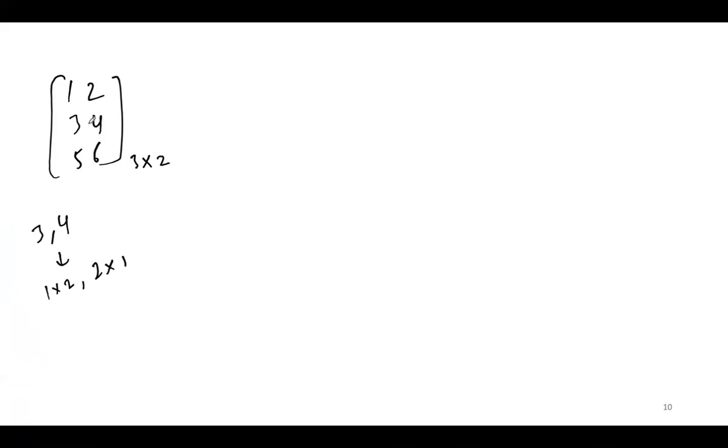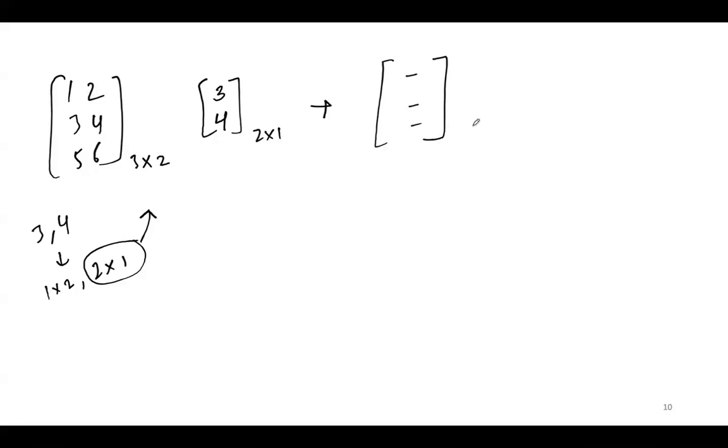Now, if you want to multiply this and this, then this is the only form in which it can be multiplied. So we'll call it a 2 by 1 matrix. So 2 by 1 means a 2 by 1 vector, a 2 by 1 matrix in this case. So it's going to look like this: 2 rows and 1 column. And then the output that we get is going to be of the dimensions 3 by 1, like this.